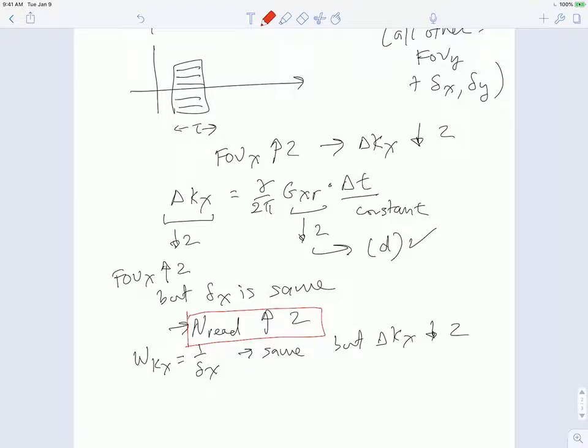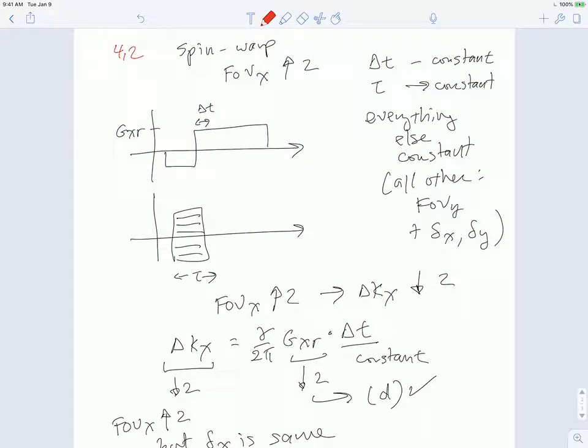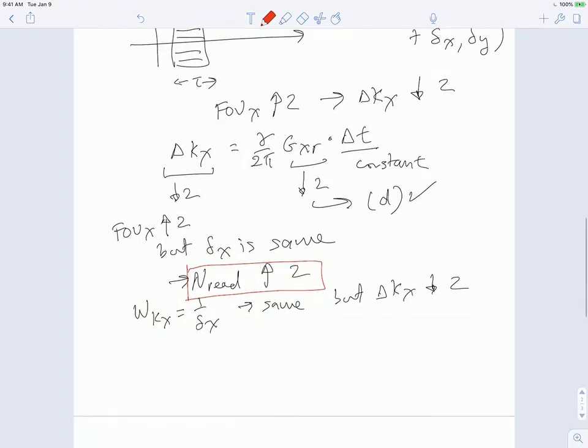It doesn't say anything about the number of samples, but it does say something about the temporal width of the readout gradient. If the number of samples doubles, what happens to this temporal width? We'll call it tau sub x. It's got to double. So tau sub x must go up by a factor of 2. So that's E.